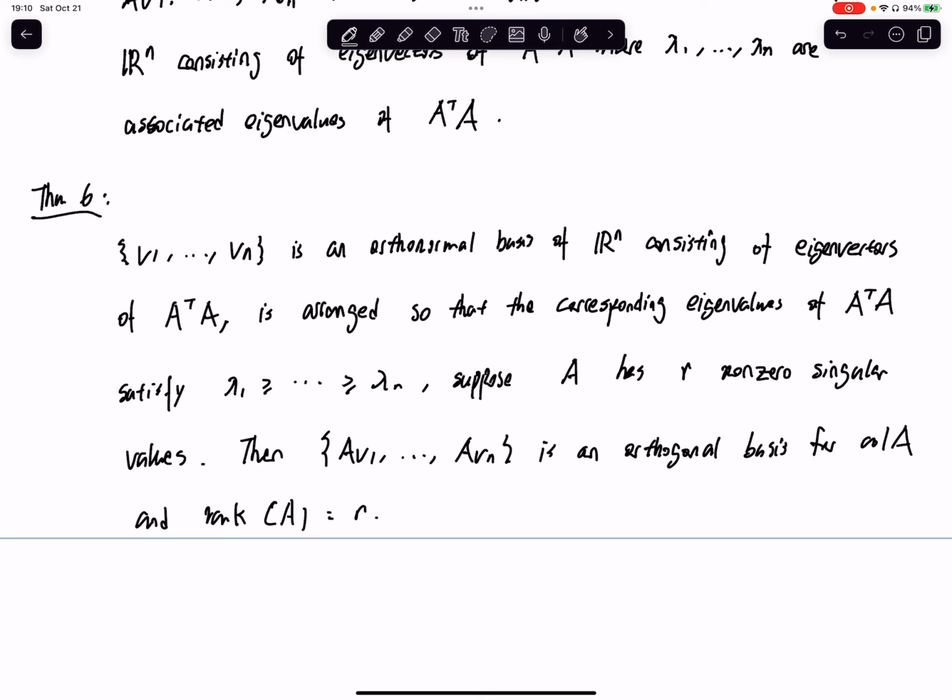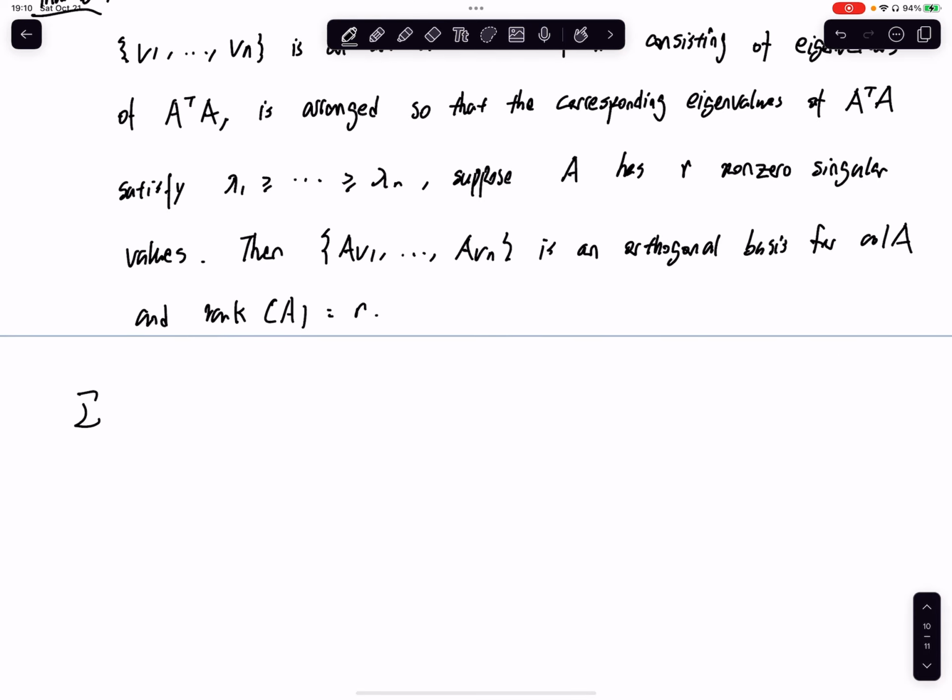The decomposition of an m by n matrix involves an m by n diagonal matrix, namely Sigma, of the form D, 0, 0, 0, where D is an r by r diagonal matrix for some r not exceeding the minimum of m or n.